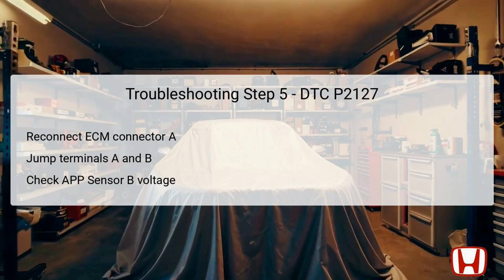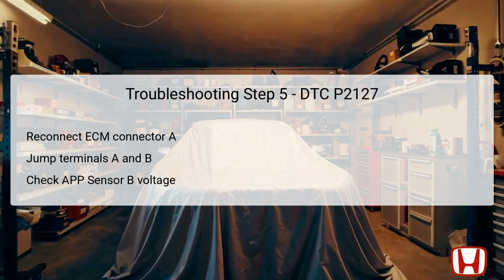Step 5 involves reconnecting the ECM connector A 49P before creating a jumper wire connection between two specified points at the APP sensor. Specifically, connect terminal A, APP sensor 6P number 1, pearl, with terminal B, APP sensor 6P number 3, gray. The ignition should then be turned to on 2. With this configuration, measure the APP sensor B data again using the HDS.